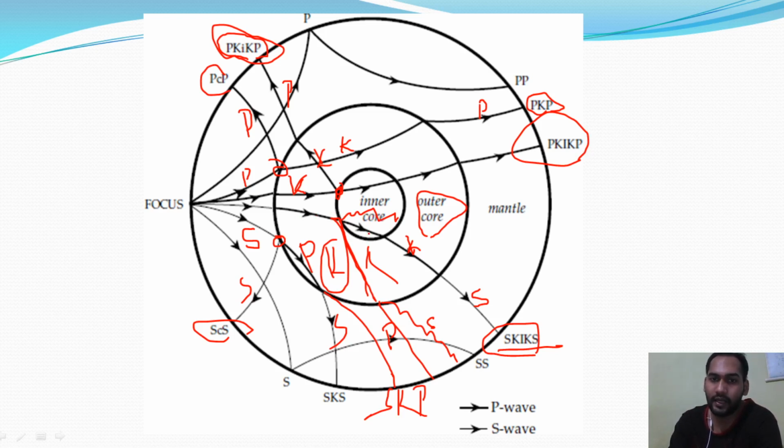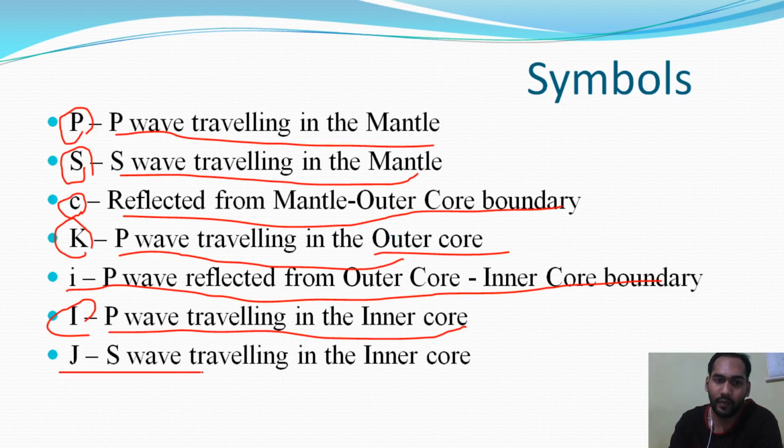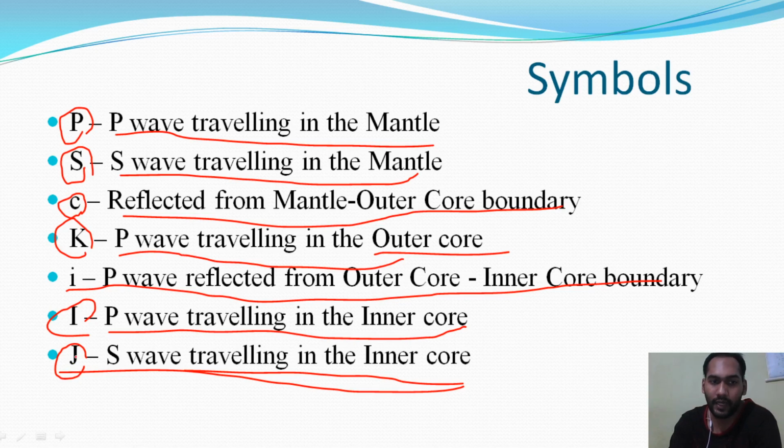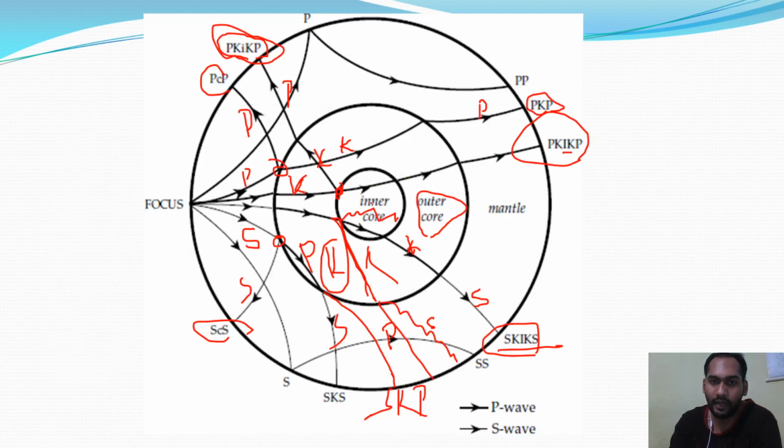If it travels in the inner core as P, then we will name it capital I. Or else if it travels here as S, then we will name it J. S wave through the inner core, that is your capital J. So if it is traveling here as an S wave, then I will name it J.